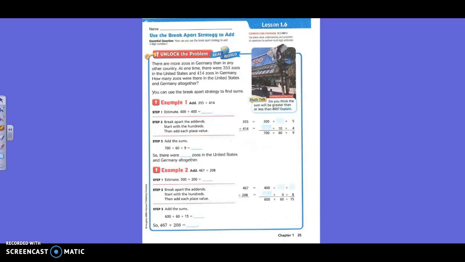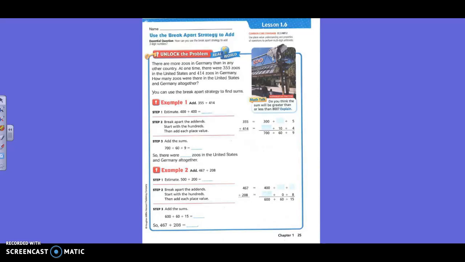There are more Jews in Germany than in any other country. At one time, there were 355 Jews in the United States and 414 Jews in Germany. How many Jews were in the United States and Germany altogether? What's that fancy word that tells us that we're going to add, guys? Altogether. Altogether helps us know that we are going to add.